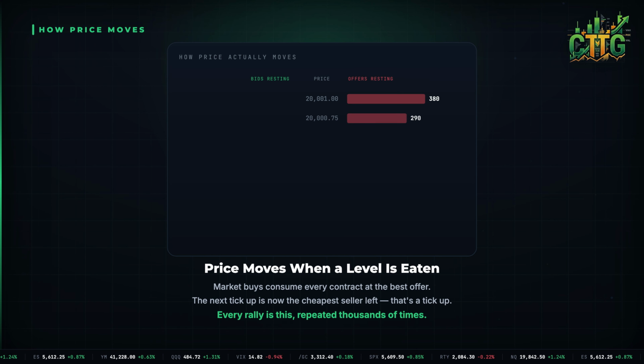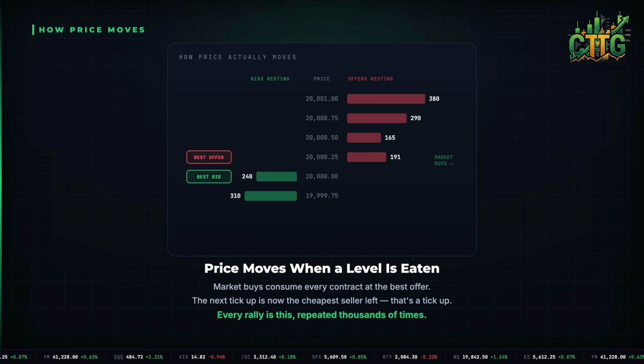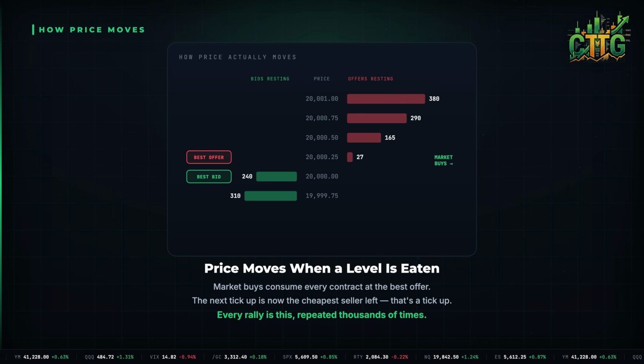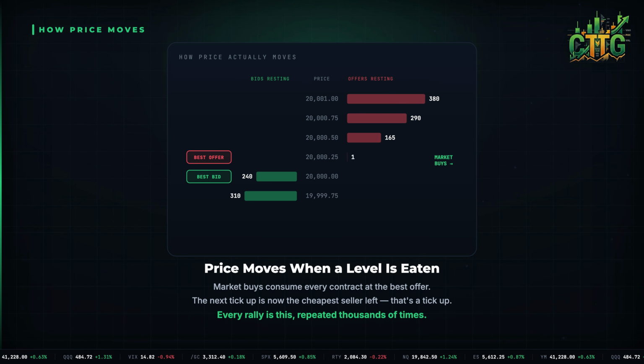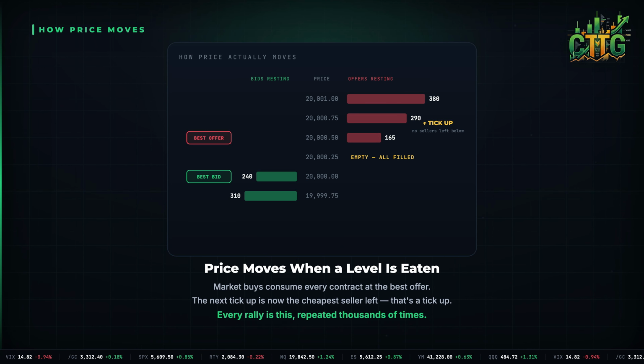So how does price actually move? The best offer has 200 contracts resting. Market buys start hitting it, 100, 150, 200. The level is empty. Every seller at that price is filled. The next tick up is now the cheapest seller left. That's it. That is a tick up.